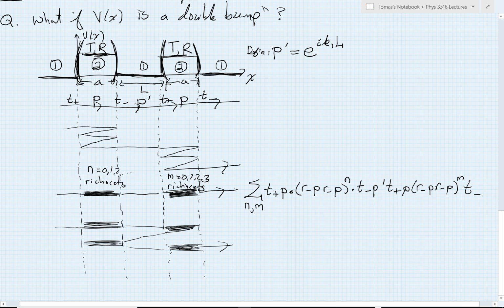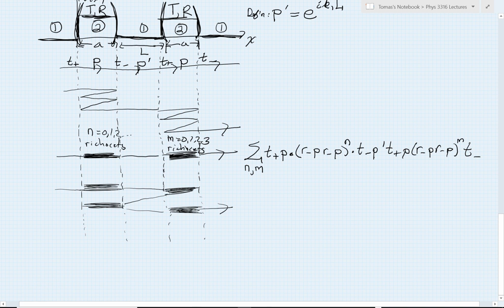Now, the beauty of this is you will notice that I can always rearrange my orders of summation following our usual rules, so long as the exponent where n or m appears is always written to the right of the corresponding sum. So I'm going to write it as a product of two factors: the sum on n of T plus, P, R minus P to the n, times T minus. Then I will put the summation over m of T plus P, R minus P to the m, times T minus.